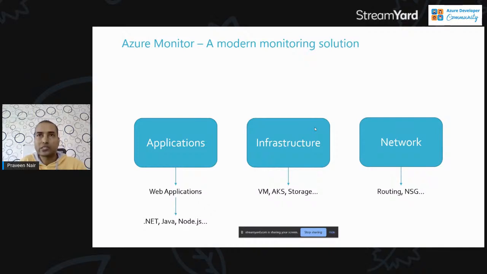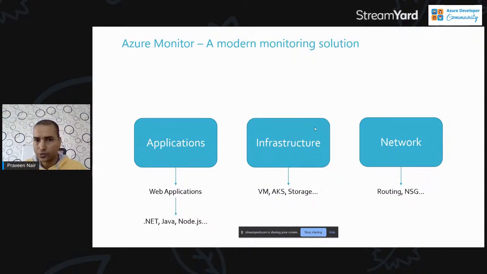Then comes the infrastructure part. For virtual machines, for AKS, that is Azure Kubernetes Service, the storage, the databases, Cosmos DB and all. Like I mentioned initially, when you create the resource itself, it will give some kind of capability which you can configure. And for advanced capabilities, you can go to the Azure Monitor part of the Azure portal directly and do the customization there.